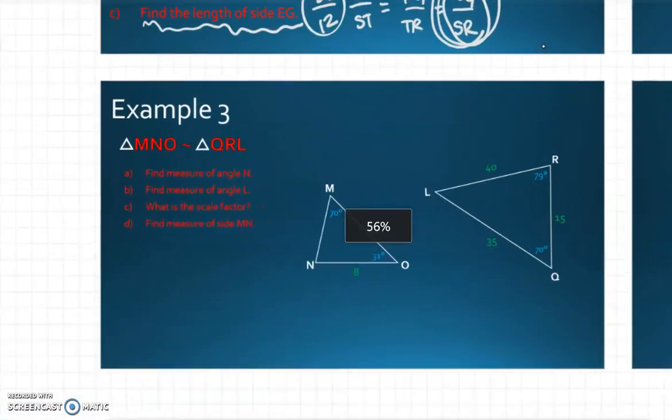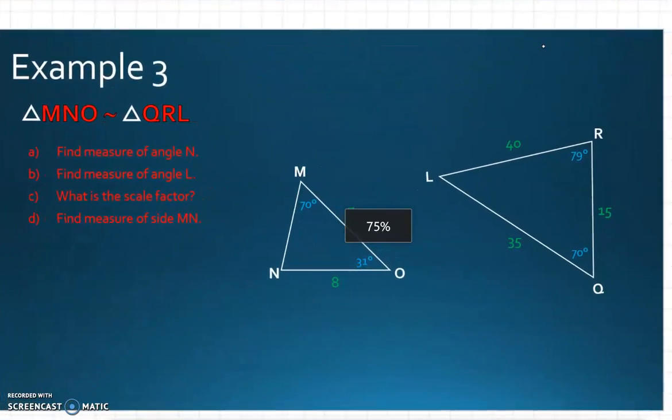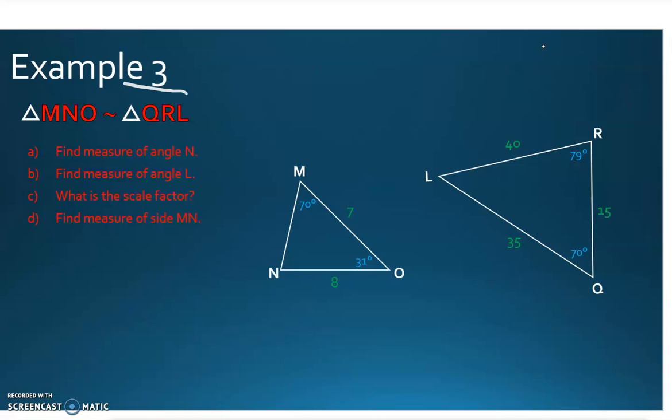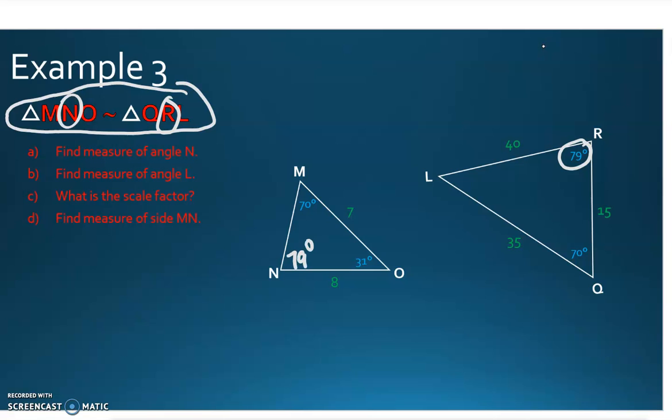Last example here. Again, make sure this is in your notes as well. We have two triangles that are similar to one another, and we can see that here is our similarity statement. So that's really important. And it says find the measure of angle N. Okay, so angle N is in this triangle here, so angle R is going to correspond with it. So if I go over here, I see angle R is 79 degrees. Well, that means that angle N is 79 degrees. So I can do that.